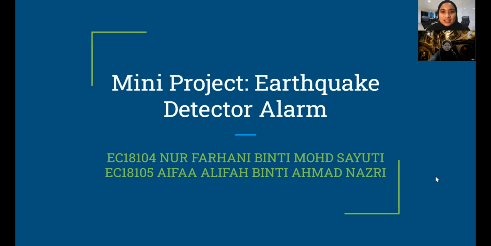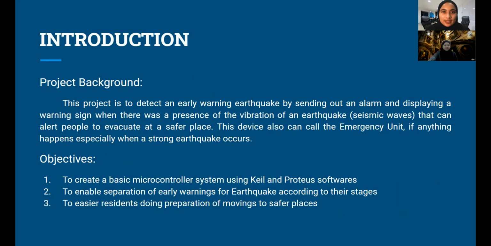Our mini project is about an earthquake detector alarm. The project background is about detecting an early warning of an earthquake by sending out an alarm and displaying a warning sign when there is the presence of vibration of an earthquake, known as a seismic wave, that can alert people to evacuate to a safer place. This device can also call the emergency unit if anything happens, especially when a strong earthquake occurs.